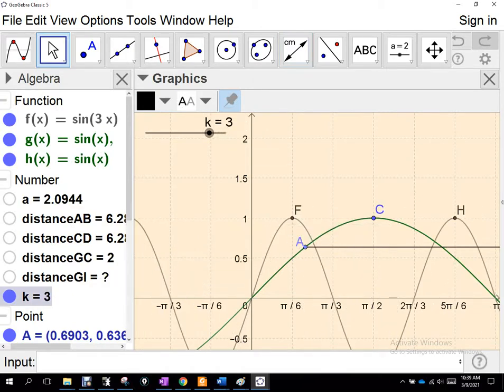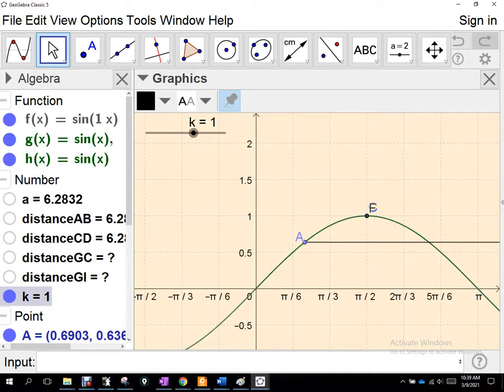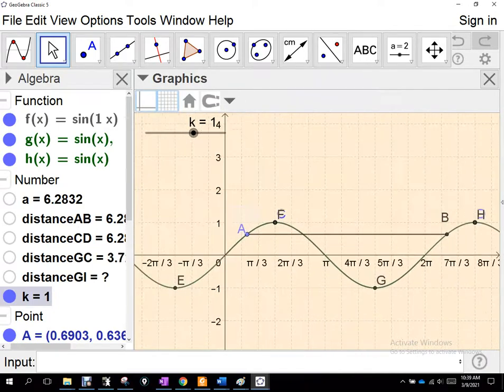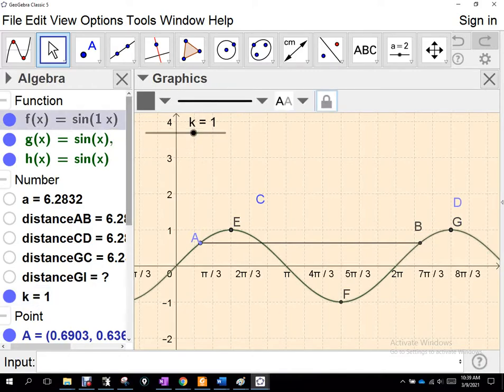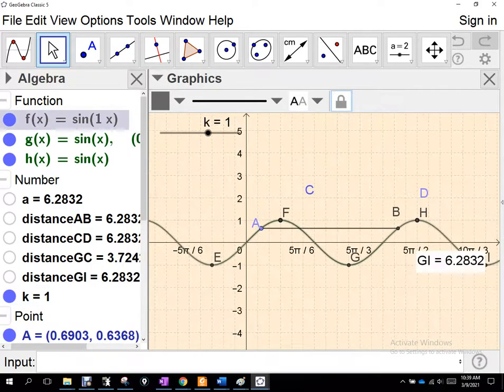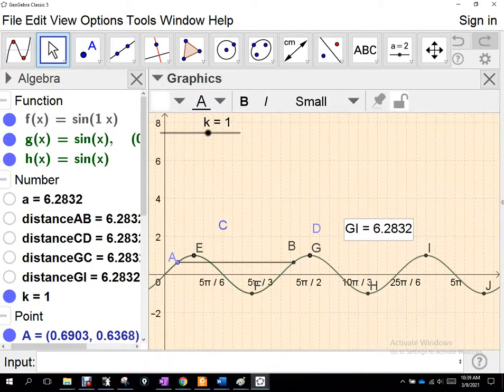Now K is 3, so spread that out, and I get 2.094, which is what it's saying it should be. We'll go all the way down to K being 1, and now we go back to 6.28. Now it's not showing it for some reason, but I don't even know where that point went. Yeah, there we go. Thank you. So looking at those, we still get G to I, which would be these two, and between those two, it's still 2 pi. Does that kind of make sense?